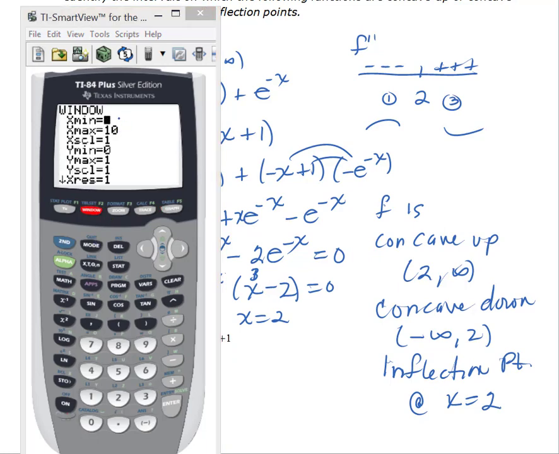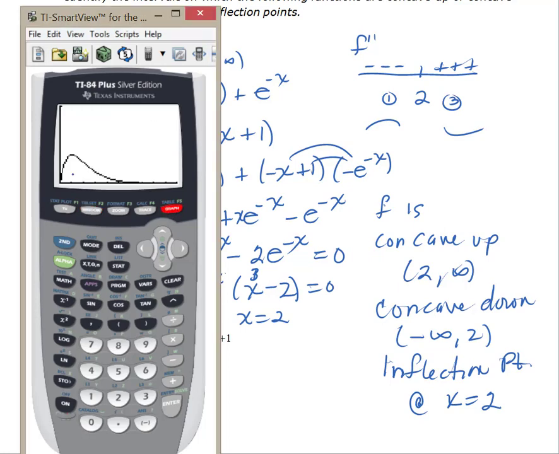So I played around with my window until I got a picture that was a little easier to see. I have an x min of 0, x max of 10, scale of 1, a y min of 0, a y max of 1, and a scale of 1. When I graph that, you see the picture a little bit clearer. I'm going to trace on 2 and hit enter.